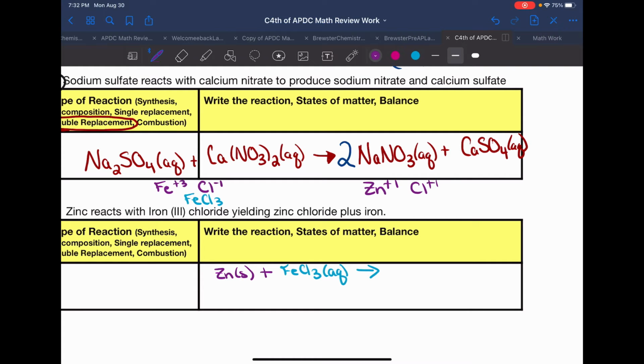And so we're going to crisscross. Sorry, zinc is a +2. I had to check myself on that. So zinc is a +2, chlorine is -1. We're going to crisscross that, and we get ZnCl2.